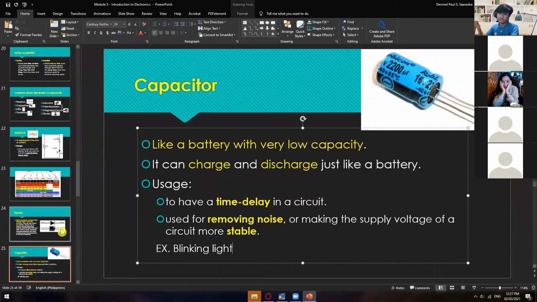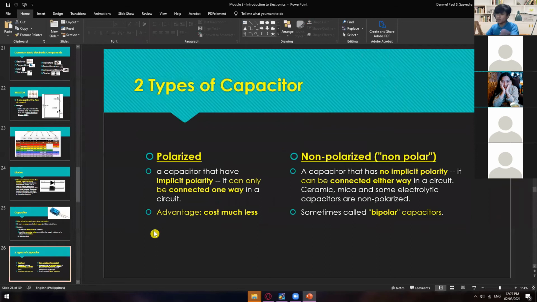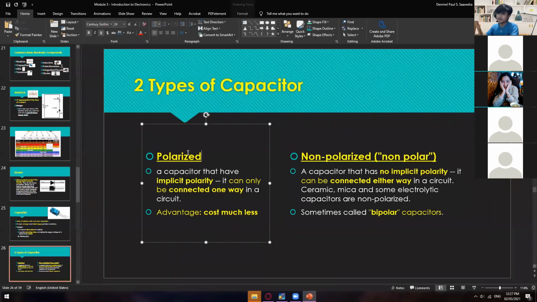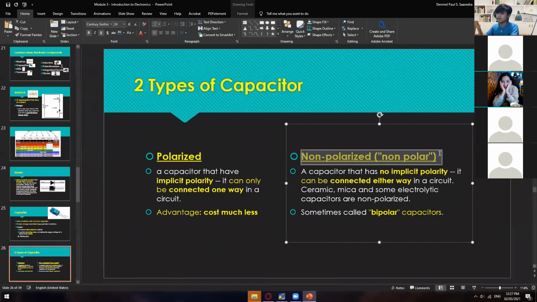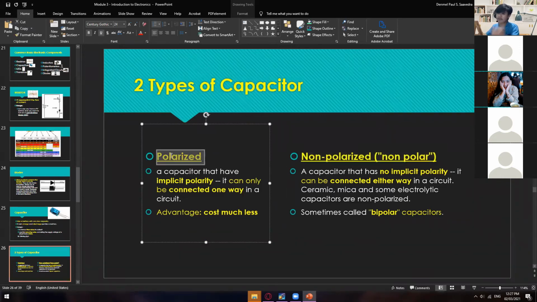Okay, and then we have here two types of capacitor. We have the polarized and the non-polarized, or non-polar, capacitor. When we say polarized, from the word itself, it has a polarity that you have to follow. It has an explicit polarity, so it can only be connected one way. So you must know the polarity of a polarized capacitor. The other one is of course non-polarized, which doesn't have a polarity, so no explicit polarity.